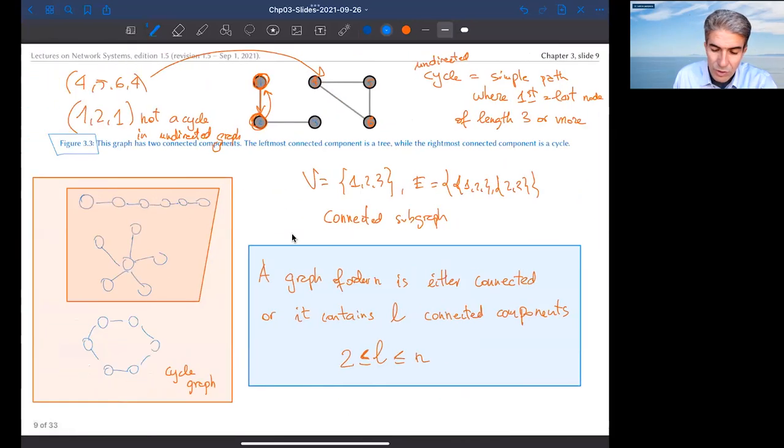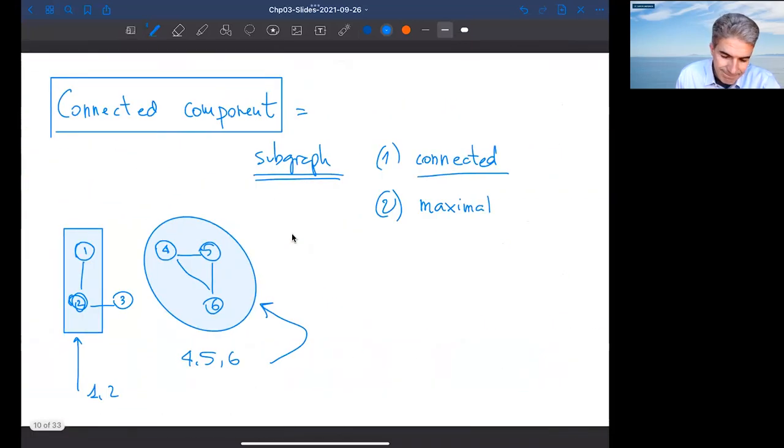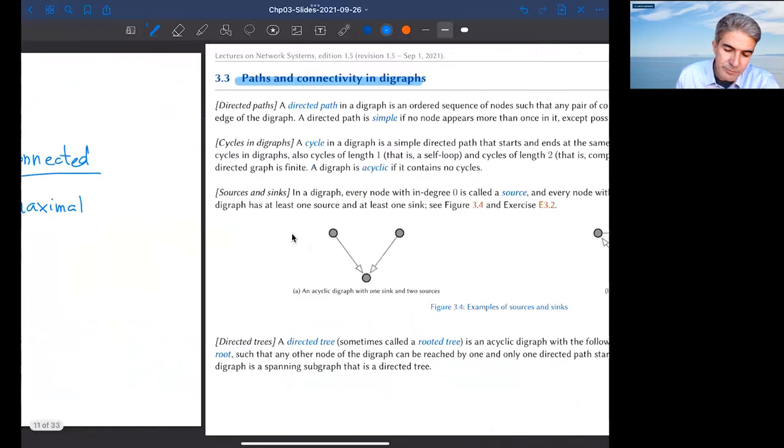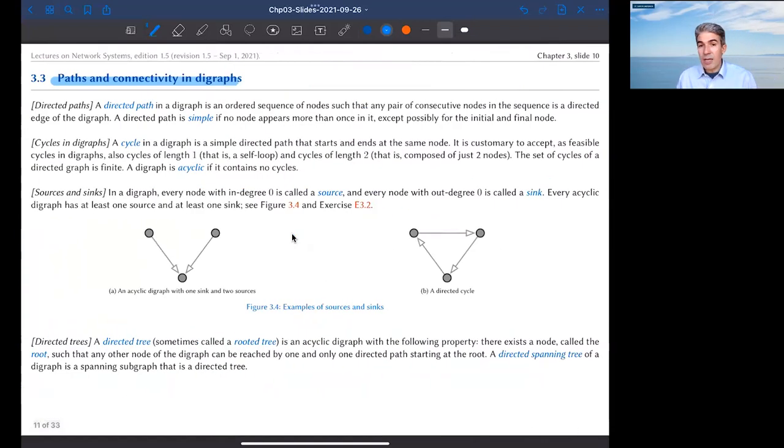So now you see that with this definition, this particular decomposition of the graph 1, 2, 3, 4, 5, 6 into 1, 2, 3 and 4, 5, 6 is unique, the unique decomposition into the connected components for an undirected graph. Now, let's try to generalize all of these concepts of paths, of walks, and of connectivity in directed graphs, and then the decomposition.